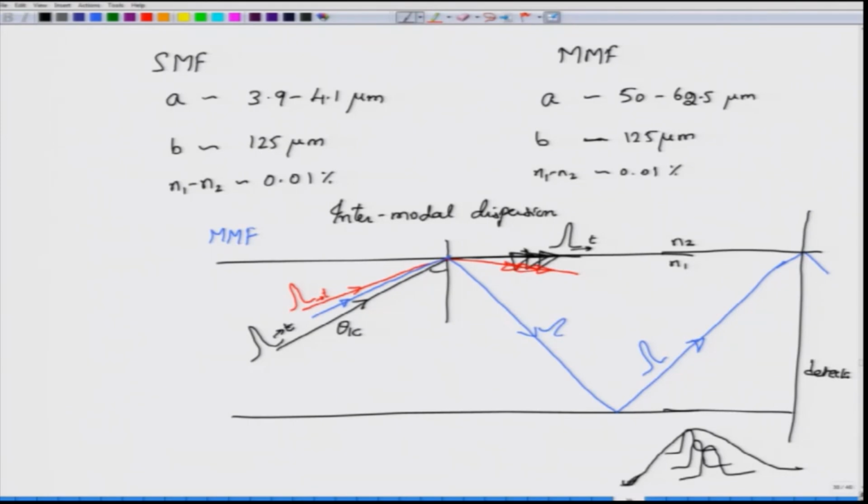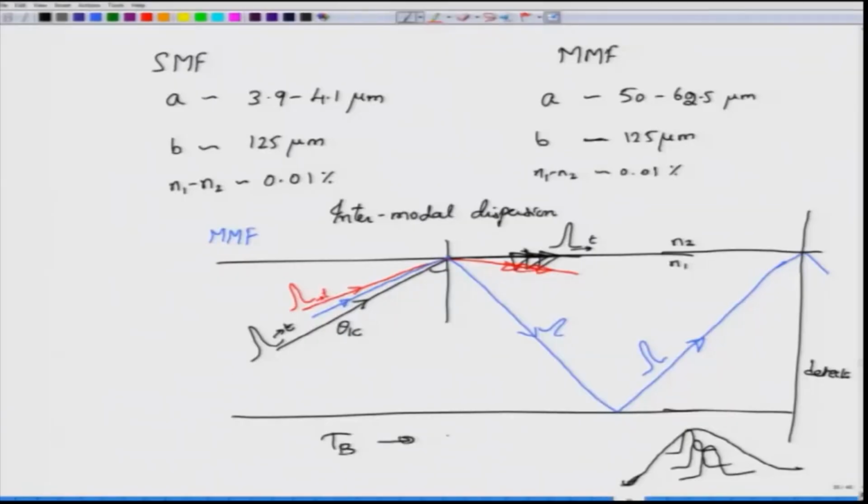If you imagine each pulse carrying information at a certain rate, so that is one pulse every TB seconds, let us say, having a bit rate of 1 by TB or bit rate of RB, then you have a constraint on how quickly you can transmit these pulses, because when you transmit a pulse over a duration TB, the pulse duration can actually increase because of intermodal dispersion, and that can limit the rate at which you are transmitting information.